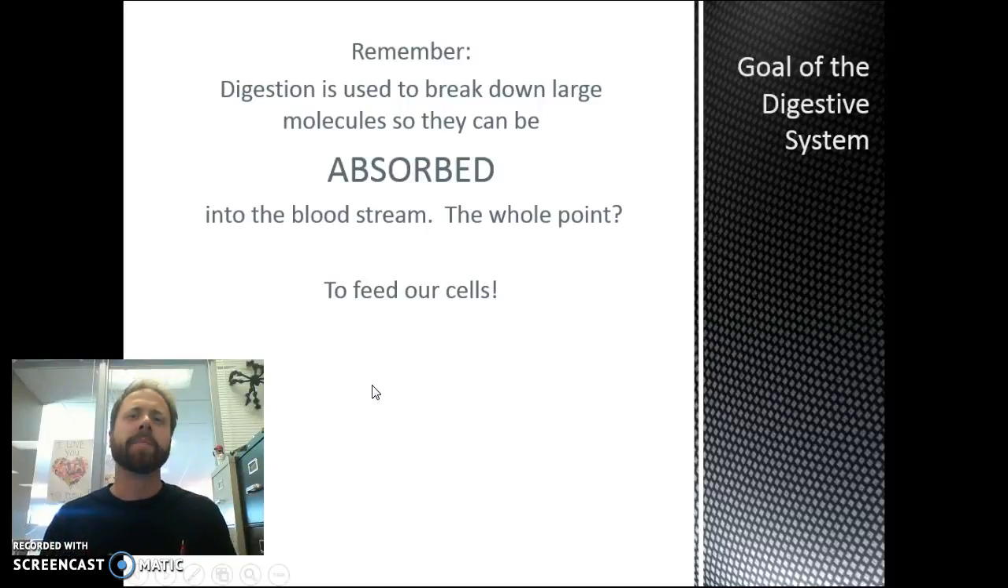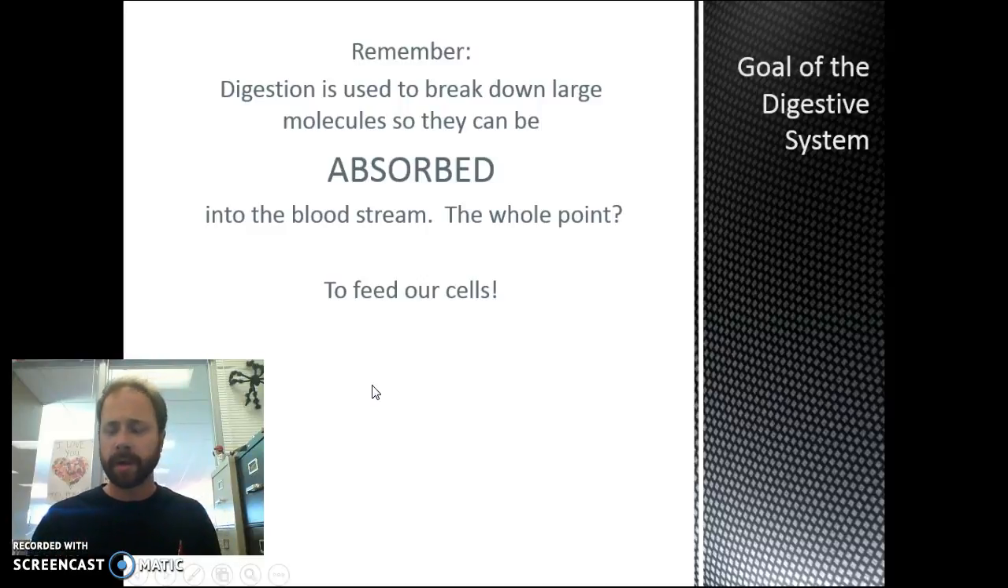The whole point of breaking down all of these large molecules into smaller ones is so that they can be absorbed, so that we can feed our cells. And those nutrients then get transported into our bloodstream and then around our body to all the cells besides just those in our digestive tract. So that's the goal of digestion.